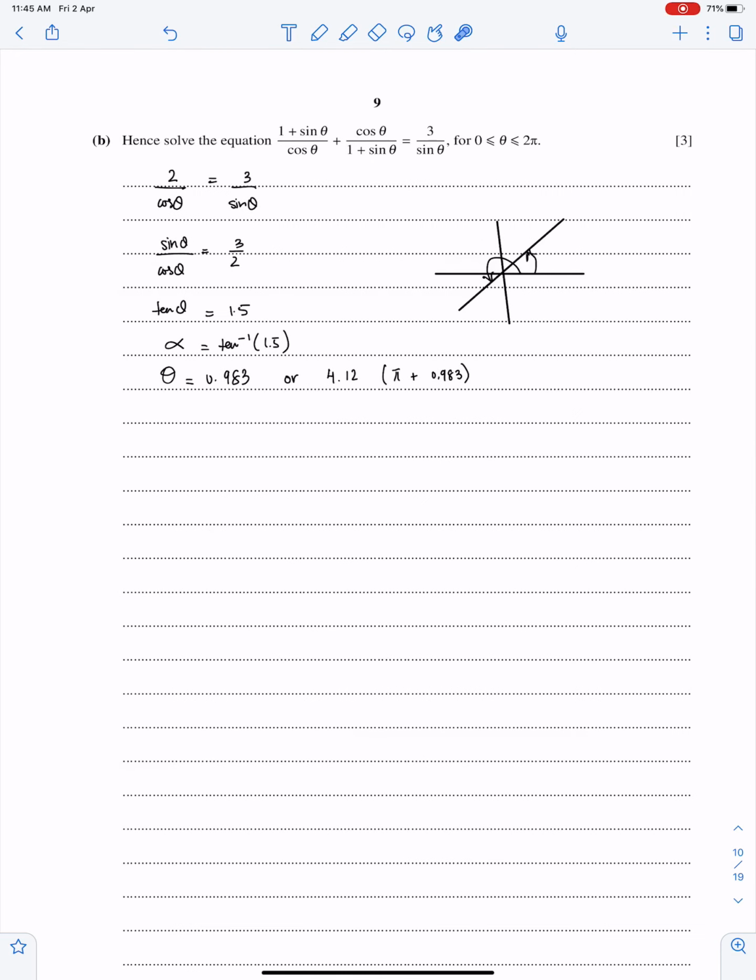Hence solve this equation. So you just need to replace this by 2 upon cos theta. This entire thing is 2 upon cos theta. So 2 upon cos theta is equal to 3 upon sine theta. Now do the cross multiplication. Basically you need to bring sine here and 2 here, because you have to convert this into the form of tan. So tan theta is 1.5.